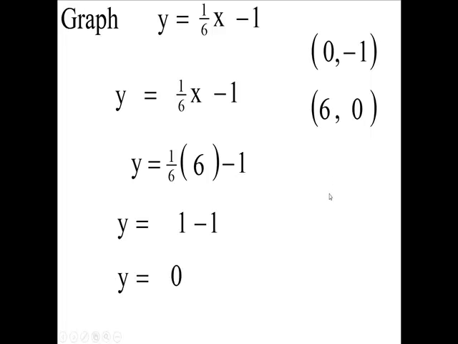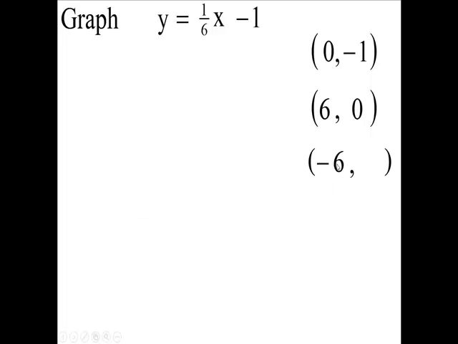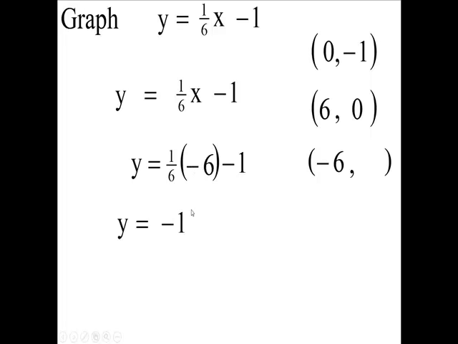Now let's see what happens when x is a negative 6. Okay? So we'll plug negative 6 in for the x. X is negative 6, and 1/6 of a negative 6 is going to be negative 1. That plus another negative 1. So then y is negative 2. So when x is minus 6, y is this negative 2.